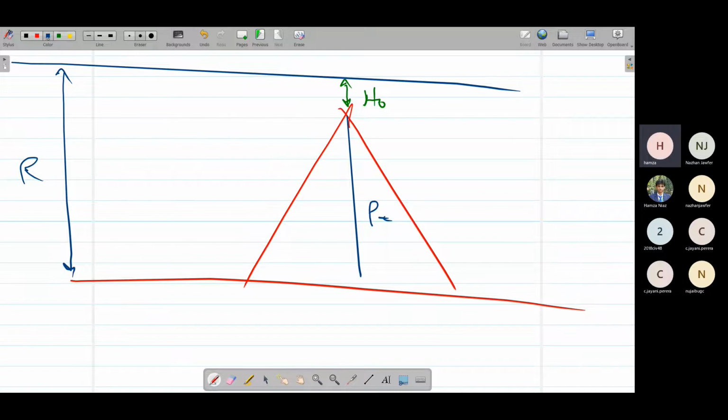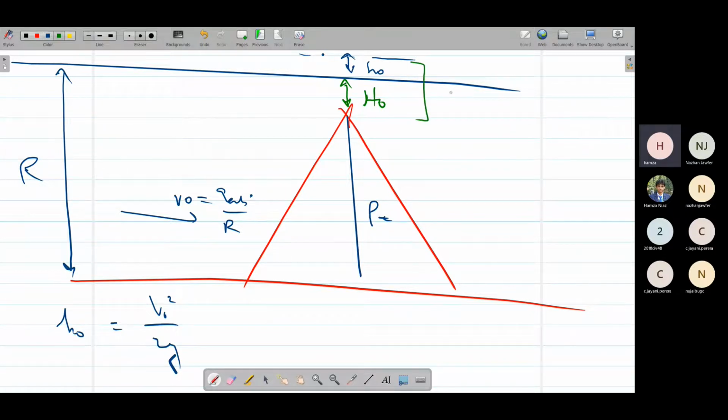After getting this H naught, we'll calculate V naught. V naught would be simply Q abutment over R. So we'll get small h naught as V naught square over 2g, the velocity head above the weir crest. If we add them both, we'll get E naught, or specific energy above weir crest, that would be H naught plus small h naught. Alright, so this gives the specific energy above the weir crest.